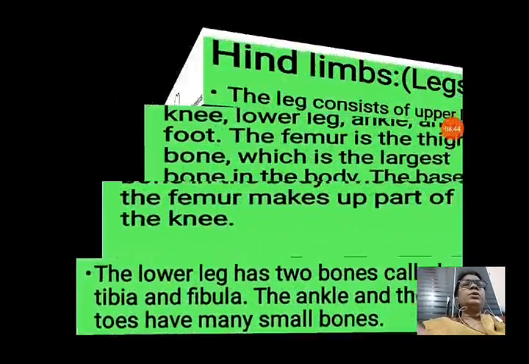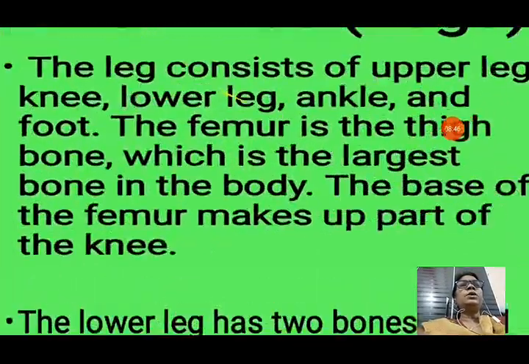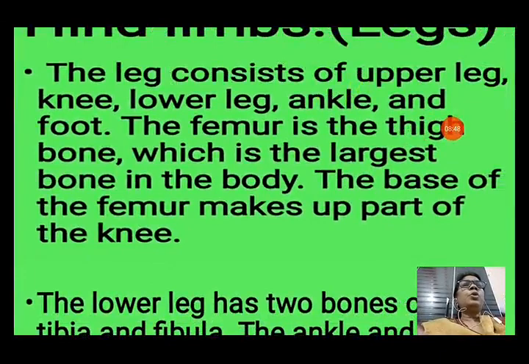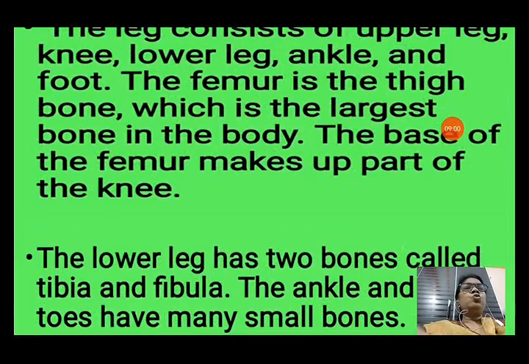Now next you can see hind limbs. Hind limbs are also known as legs. The leg consists of the upper leg, knee, lower leg, ankle and foot. The femur is the thigh bone, the longest bone in our body. The base of the femur makes up part of the knee. The lower leg has two bones called tibia and fibula. It is the same case as the arm, but the names of the bones are different. The upper long bone is known as the femur, and the lower leg has two bones, tibia and fibula.